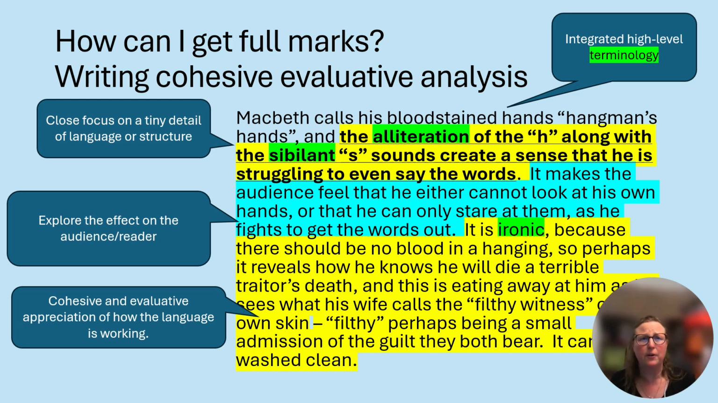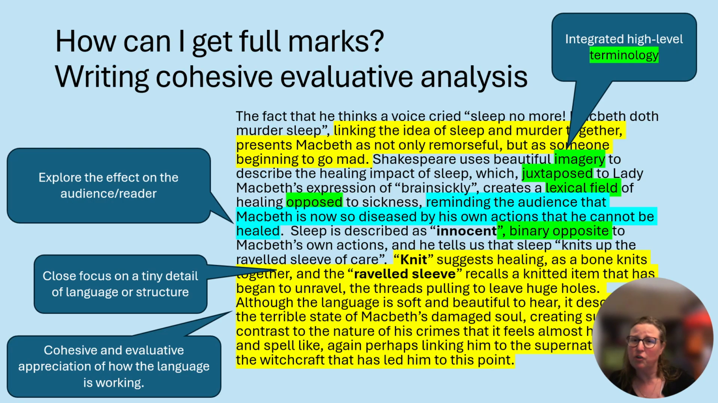Let's have a look at a second paragraph, and again you see the high level terminology. I've got even more terminology here. We've got imagery juxtaposed, lexical field opposed, binary opposites. Please don't throw the word "it's a juxtaposition" in there, okay? It's not a juxtaposition. The juxtaposing refers to things being in close proximity to each other. So don't write that something is a juxtaposition. The writer uses the juxtaposition of two words to create an impact, and you need to then write what that impact is. My pet hate.